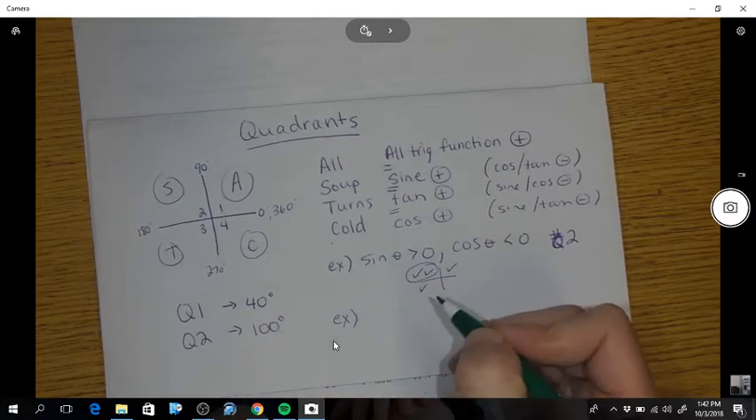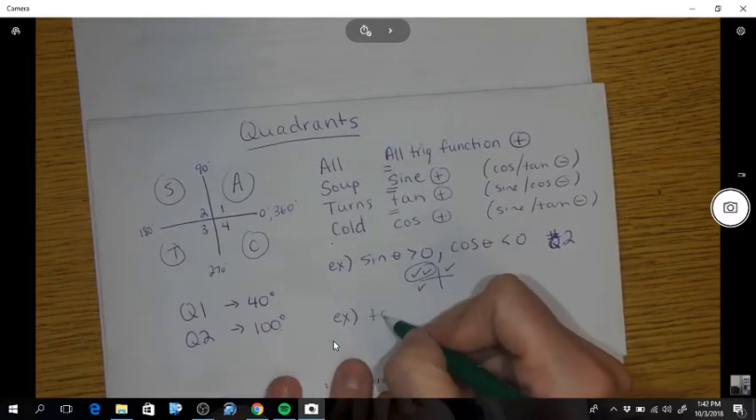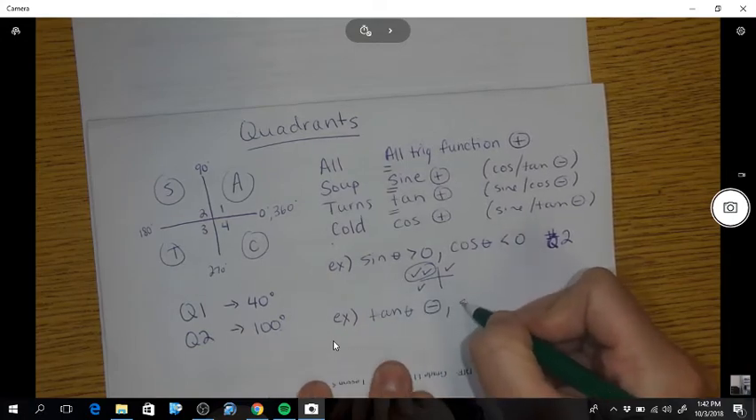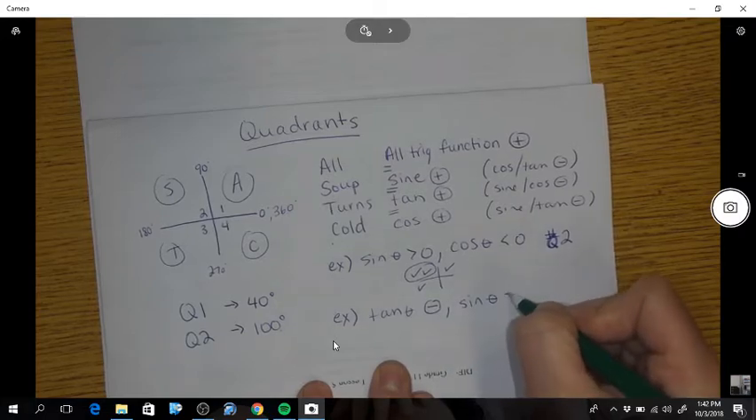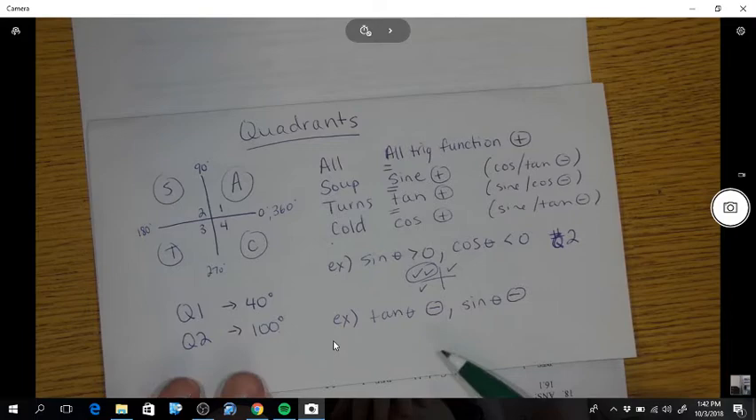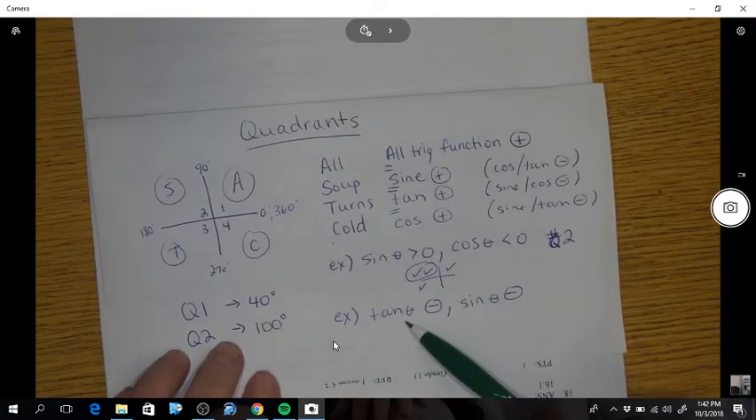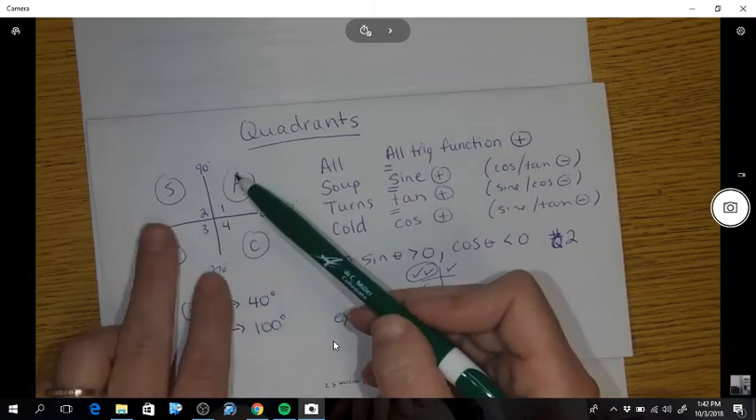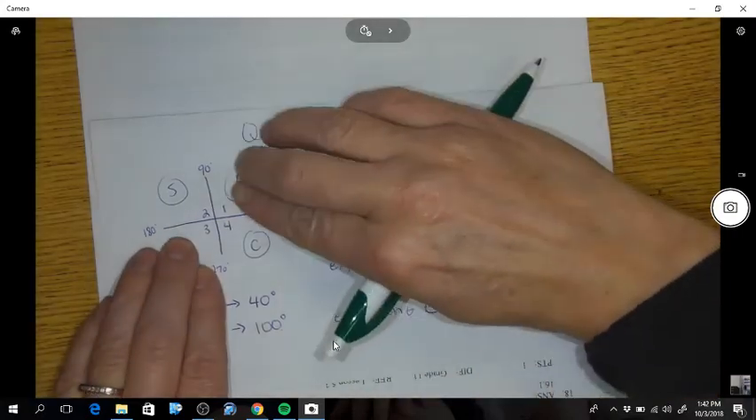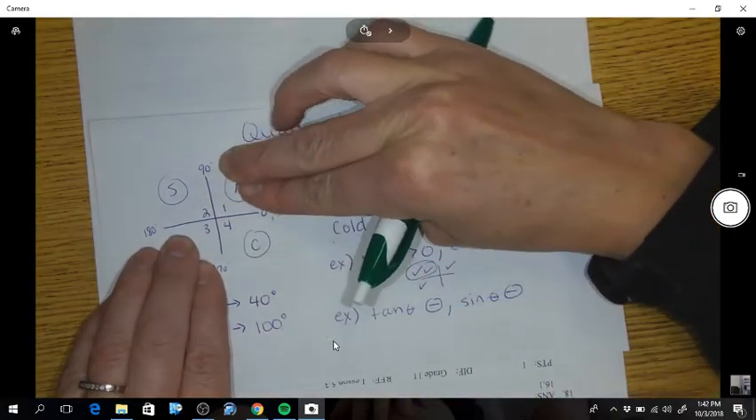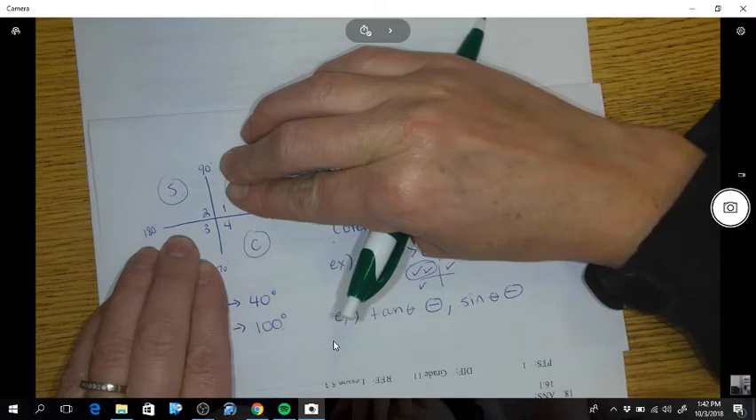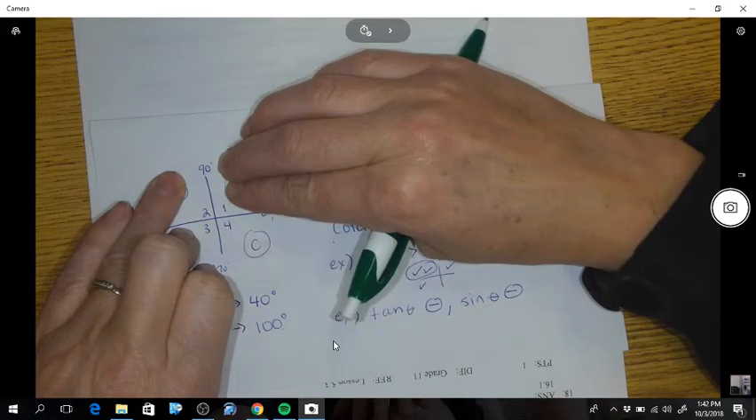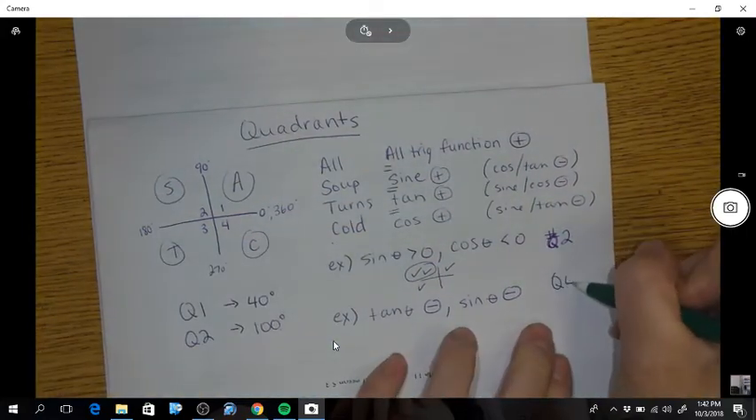Okay, another example. What if tangent of the angle is negative and the sine of the angle is negative? Which quadrant would you be in? Okay, so tan to be negative. Well, I like to do my positives. So it's positive here and here. So negative is in 2 and 4. So I'm going to cover those up. Now the second part is, where is sine negative? So sine is positive here, so you also eliminate that. So your answer would be quadrant 4.